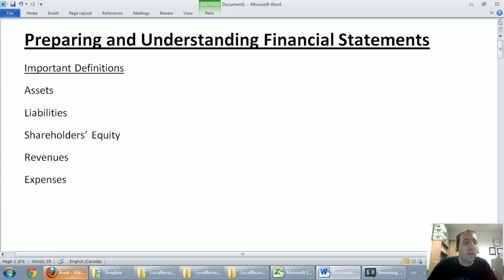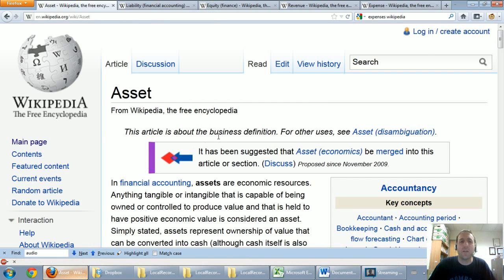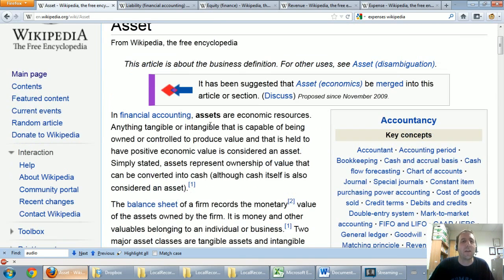I'm going to look up the Wikipedia definition. Wikipedia is not a bad thing. I know people crap on it from time to time, but it's not a bad thing. Here's Wikipedia's definition of the term asset. It says, in financial accounting, assets are economic resources, tangible or intangible, that are capable of being owned or controlled to produce value, and that are held to have positive economic value is considered an asset. Simply stated, assets represent the ownership of value that can be converted into cash, although cash is also considered an asset, and it goes on.